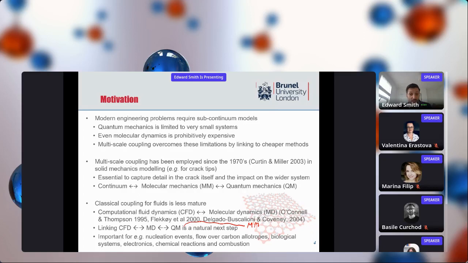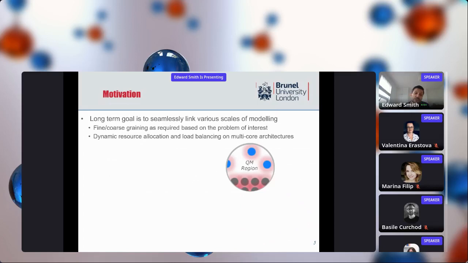And certainly from our point of view, things like nucleation events, flow over carbon allotropes, biological systems, electronics, chemical reactions, and combustion really push the limits of what we can simulate without going into more detail. And so the solution I see to this, and the focus of my research long-term, is this seamless linking of the different modeling scales, where you have finer coarse graining brought in as required for the problem of interest. From a computational point of view, this is done dynamically. So whether that's GPUs, CPUs, or whatever comes next, you're spinning up more and more processors to take on different parts of the simulation, and then dropping them once you've simulated that level of detail.